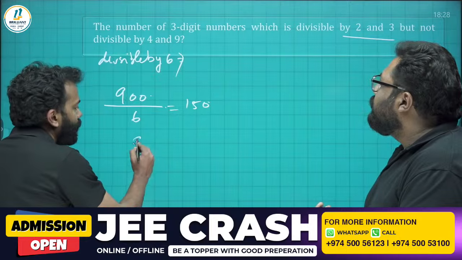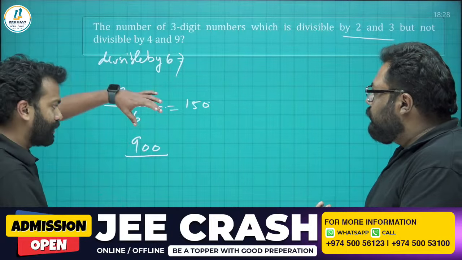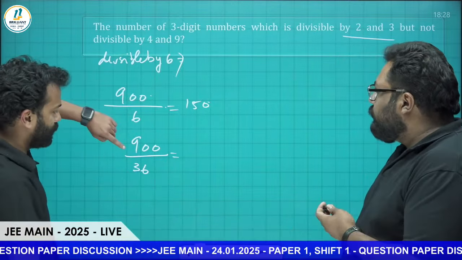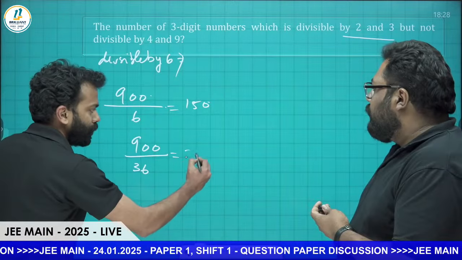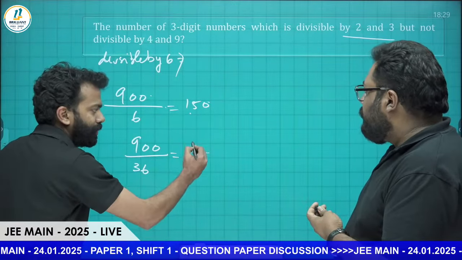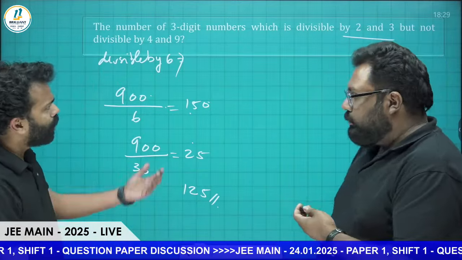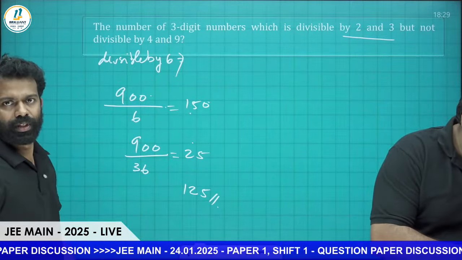And of those 900 numbers in total, those divisible by 36: 36 into 25 is 900, therefore it will be 25. We need to subtract this from this, therefore it will be 125. 125 is the correct answer. Or you can go for the inclusion exclusion principle to get this one, okay?